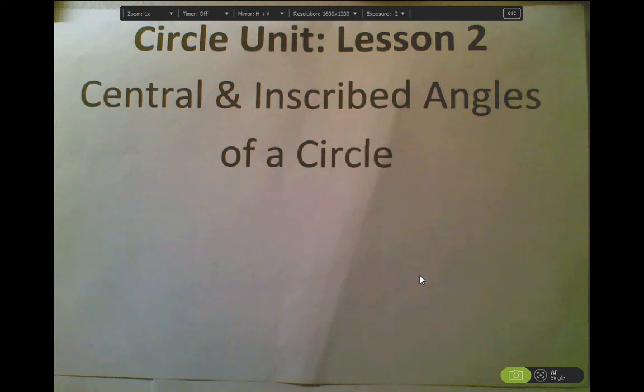Now, this is lesson 2 of the circle unit, and we're going to be talking about central and inscribed angles of a circle. We've already covered some basic topics. We're going to add a little bit more, and then we're going to continue on learning about central and inscribed angles, and then we'll go from there.